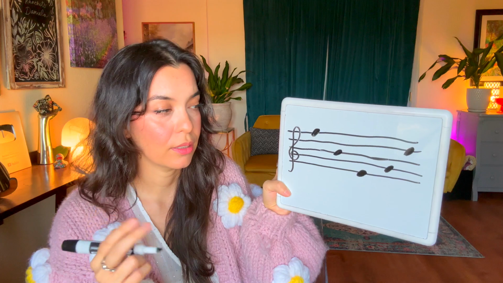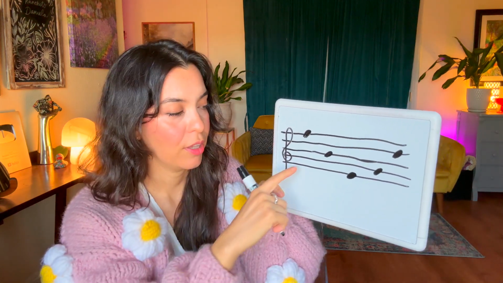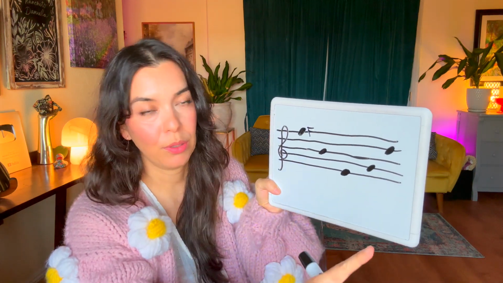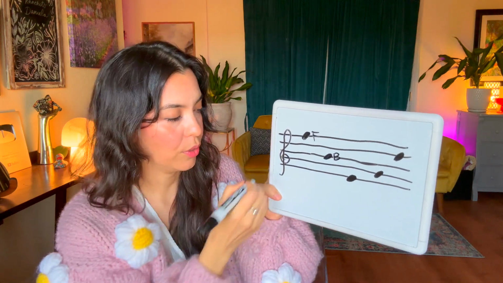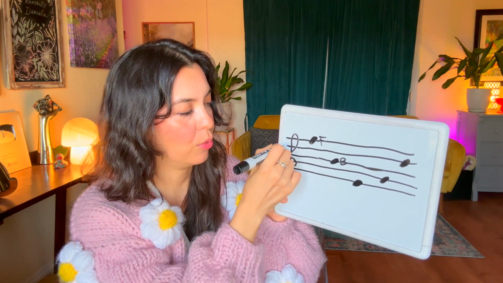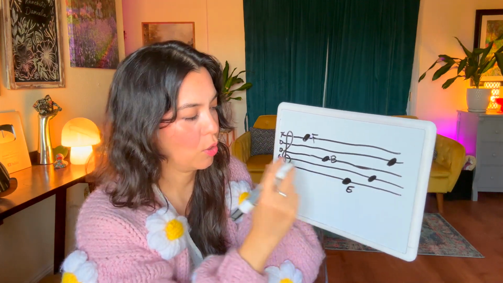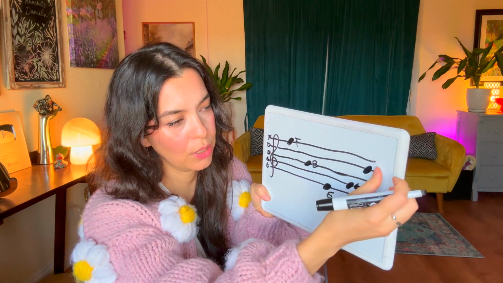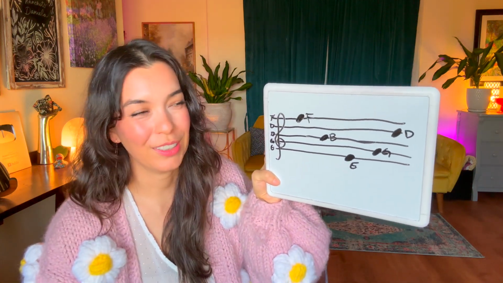2 ways to approach this. 1, you can use your memorization. You can go to that top one and just say to yourself, every good boy does fine, F. And do the same thing with all of them. Every good boy, B. Or you can write the names over here on the side of the treble clef. E, G. Every good boy does fine. And then just follow the line and write the note name. So you have different strategies you can use here. Find the one that works best for you. We all have different learning styles.